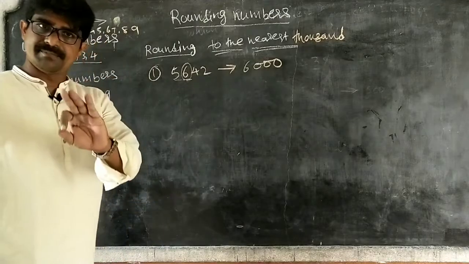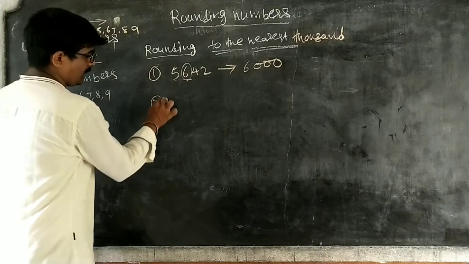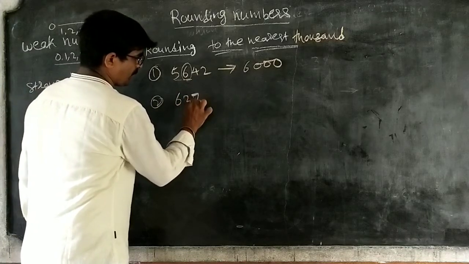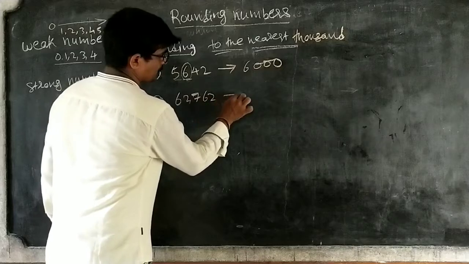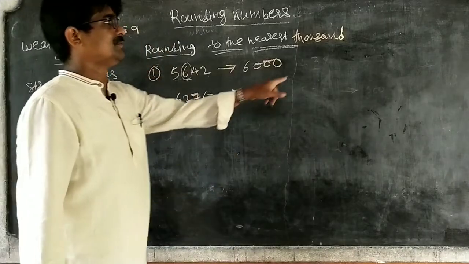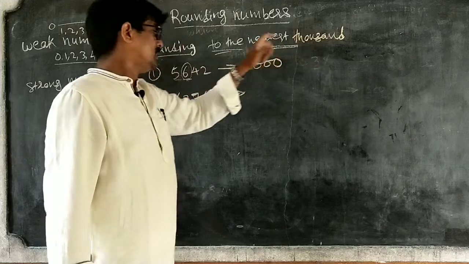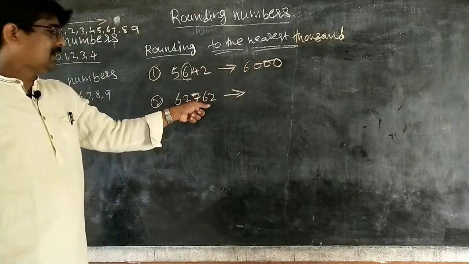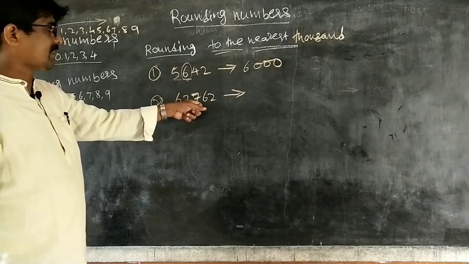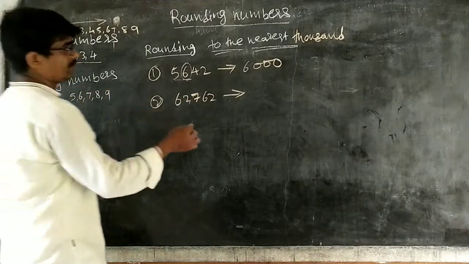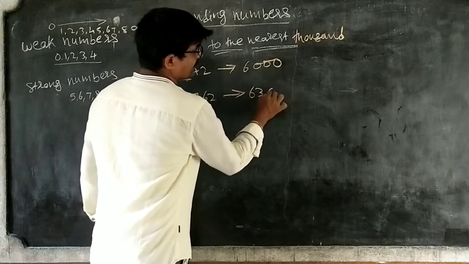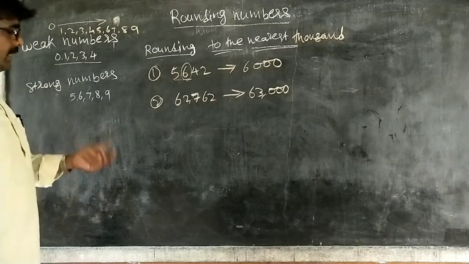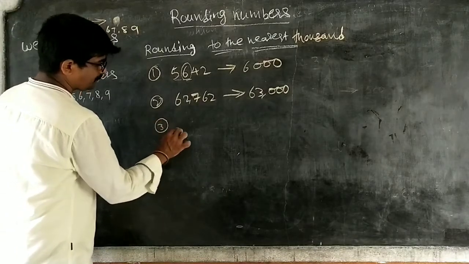Very simple. If I take another number, 762. Nearest to 1000 means you have to concentrate on the 100 place. So 100 plus 7, 7 is a strong number. That way simply have to write 63,000. Understood? Next, I will take another example.